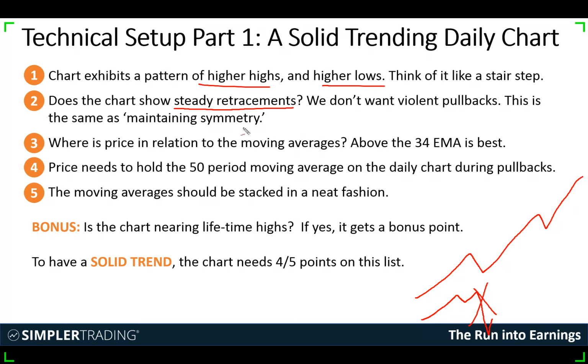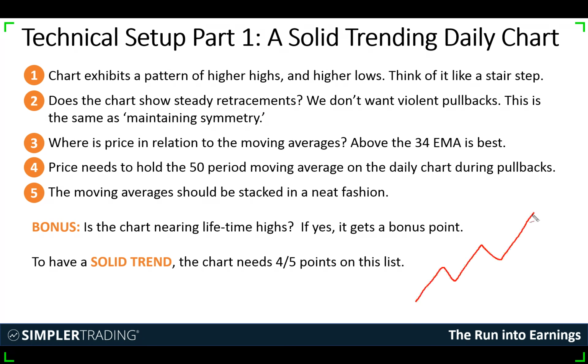We also will talk about this in a way that it maintains symmetry. Okay, what does maintaining symmetry mean? Well, maintaining symmetry really just means that the pullbacks are about equal. You want to see it in a nice symmetrical fashion. Where is price going to be? Well, you want to see price in relation to the moving averages. You want to see price on top of the moving averages, telling you that you're in a strong trend.